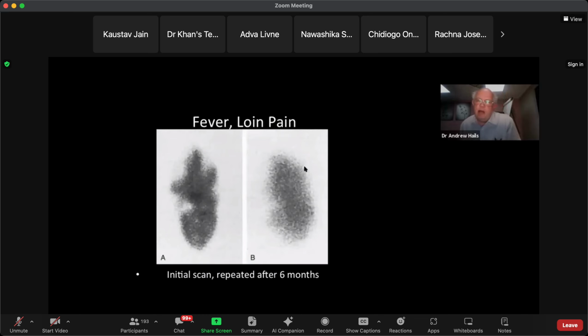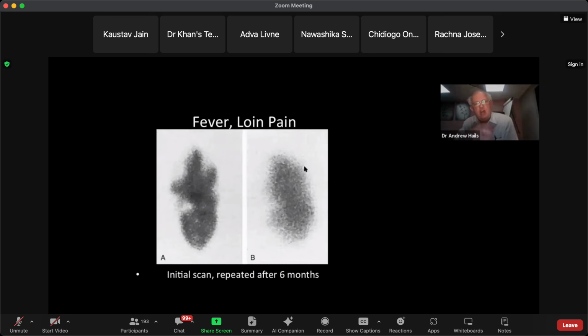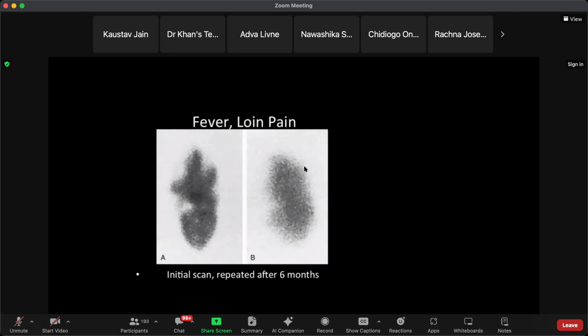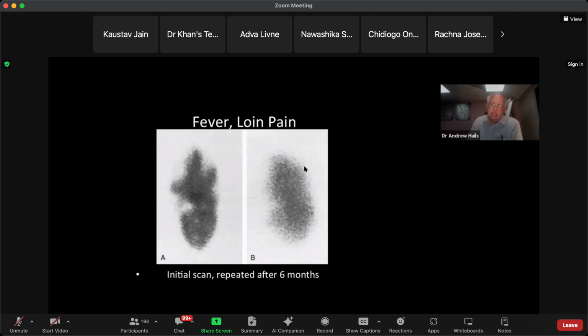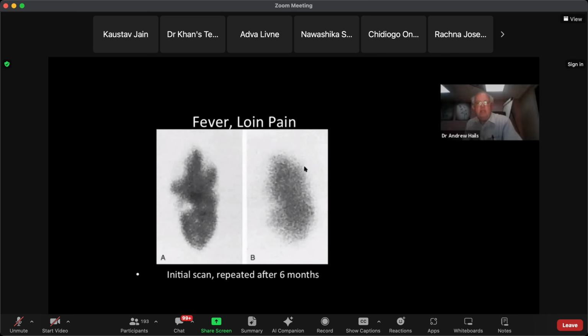Now, one of the things about DMSA in both scarring and in this condition is that you can do a scan and it can show an abnormality. You can do a scan later on and it can in fact improve. So this is an example of somebody with pyelonephritis. Focal areas of damage, 6 months later, got better.